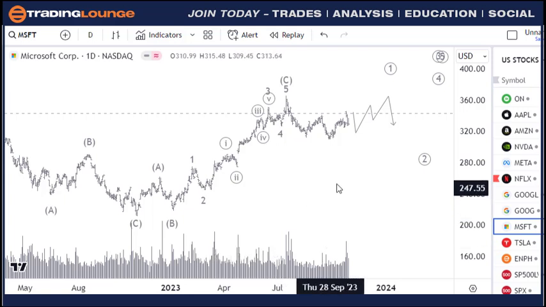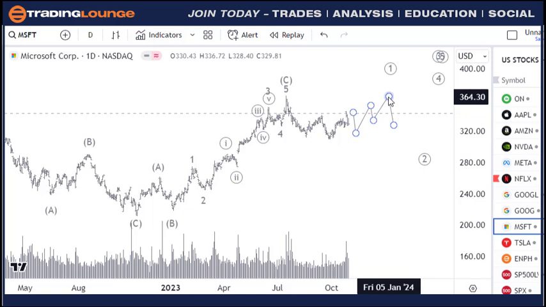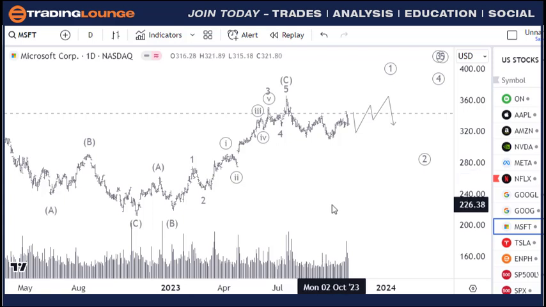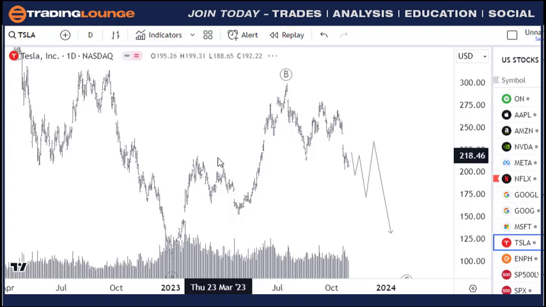There's a couple of possibilities here, because while the NASDAQ and that are going up for their ABCs here, this will also go up in 3 waves as well, a little bit like Amazon actually. Yeah, and Tesla here as well.